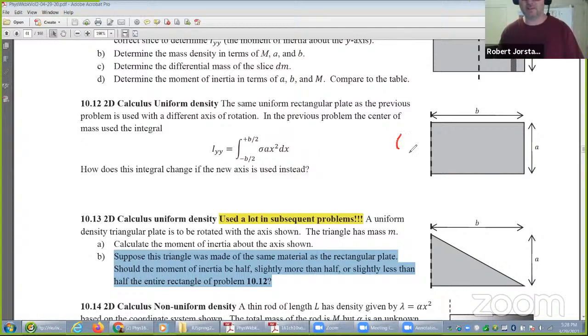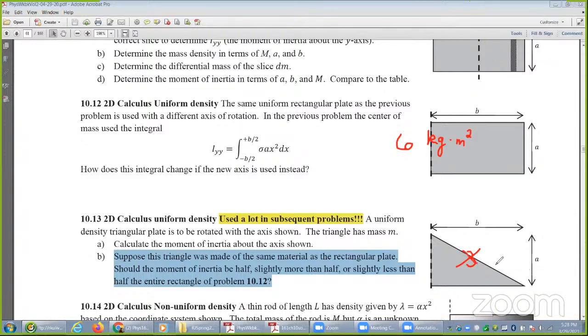Like, let's say this one is 6 kilogram meters squared, just so it's easier to talk. It's not 3. Is it slightly more than 3 or slightly less than 3? I think it's slightly less because by cutting it in half, you're not cutting the moment of inertia in half.